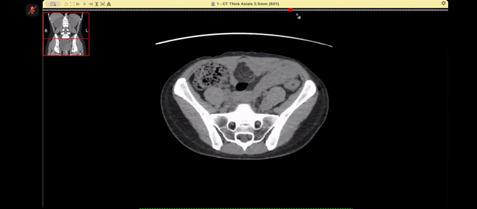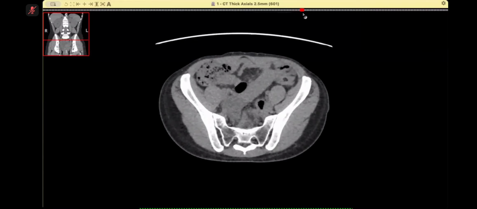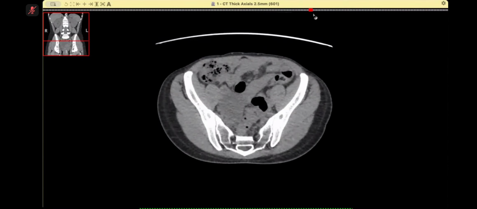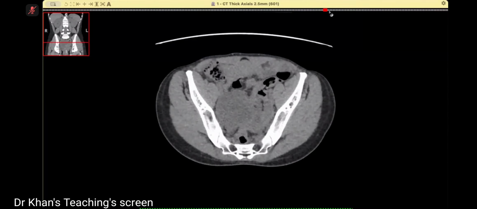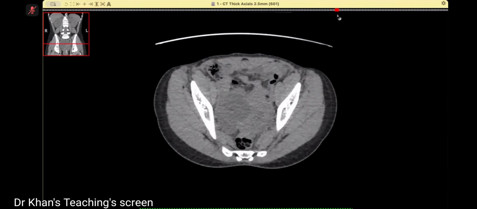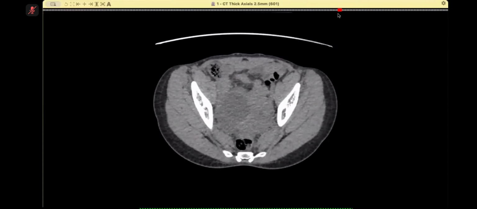I would further like to investigate this on the post contrast images if available. So what is your final conclusion? So this could be a right ovarian cyst, but a high density material is seen within. I would like to take the HU of this lesion.